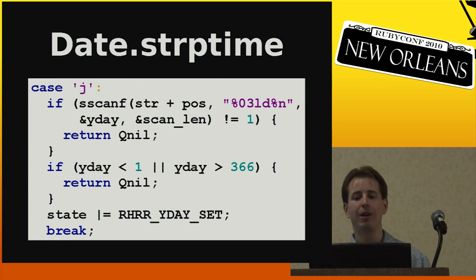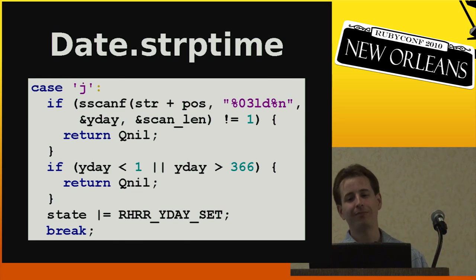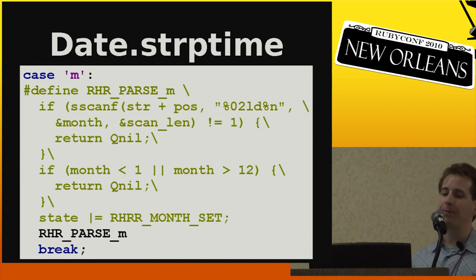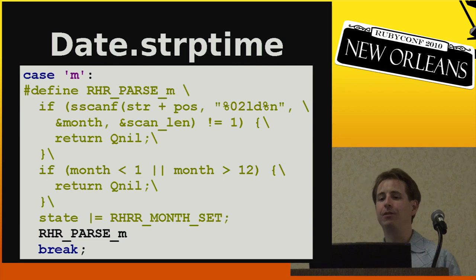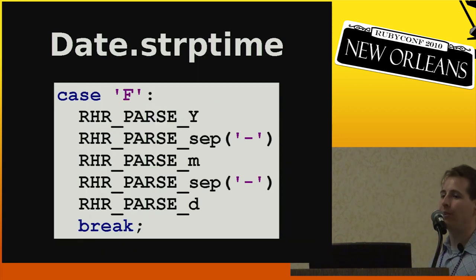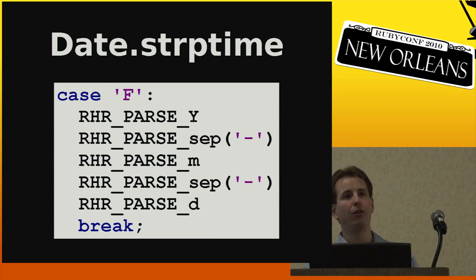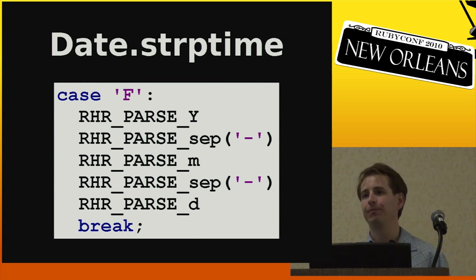If the values are assigned correctly and they are valid, the state variable is updated with the field that is set. Now, for format modifiers that can be used in compound modifiers, such as lowercase m for the month, it's a little bit more involved. In order to avoid a ton of redundant code, macros are defined and immediately called. And this allows compound modifiers, such as capital F, which parses the year, month, and day in an ISO 8601 format, to be written as a series of macro calls. And the reason these have to be macro calls instead of calls to another function is that all data is stored in local variables instead of a C structure.